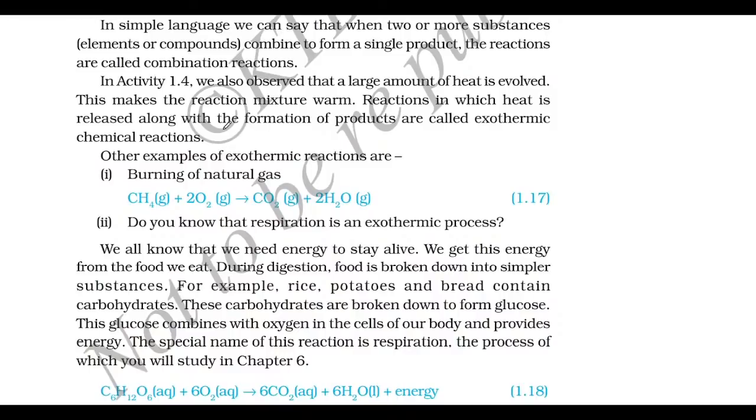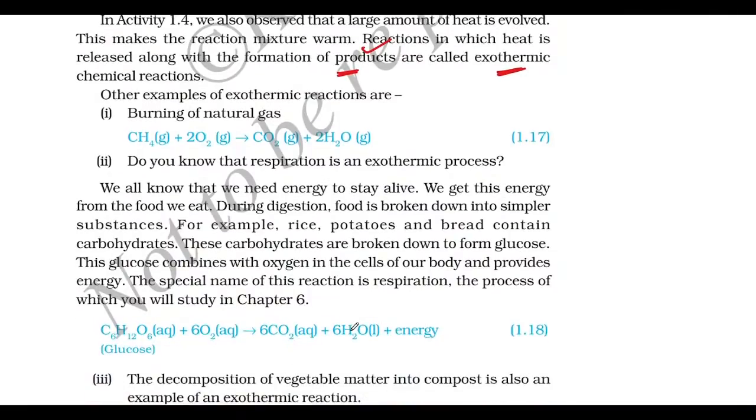Students, you can also see the important concept, the exothermic reaction. A chemical reaction in which heat is released along with the formation of product is called an exothermic reaction. A chemical reaction in which heat is evolved is called an exothermic reaction. Example, burning of natural gas, CH4 plus 2O2 gives CO2 plus 2H2O.